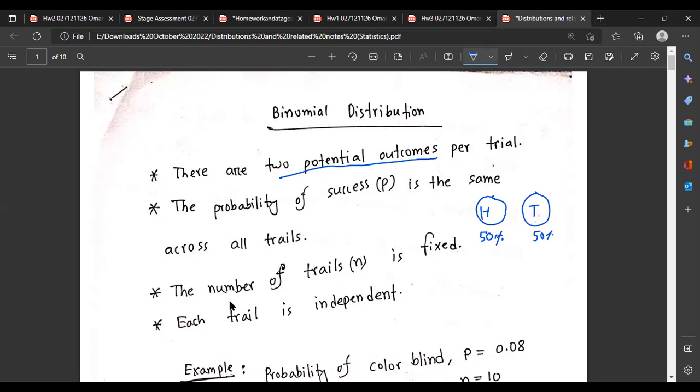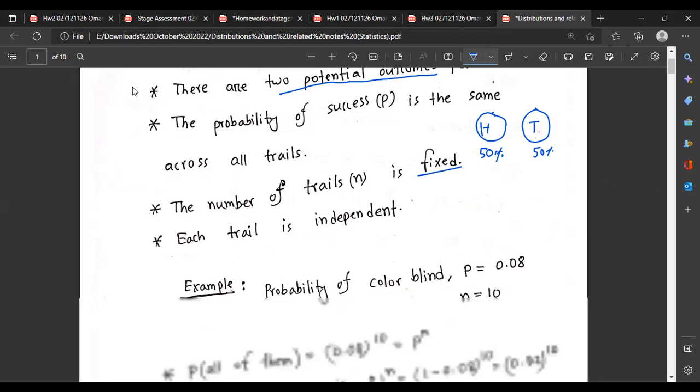And then the number of trials is already fixed. If I flip the coin two times, that is the number of trials. We represent it as n, and each trial is independent. Independent means if I flip the coin the first time, it doesn't affect the second time I flip the coin. So independent means the first event doesn't affect the second event.